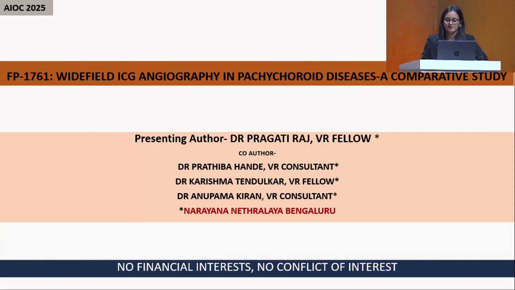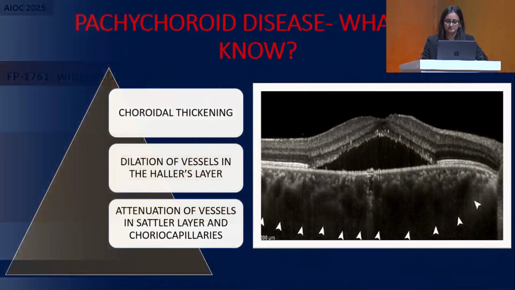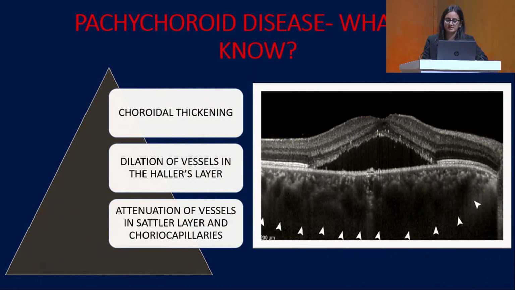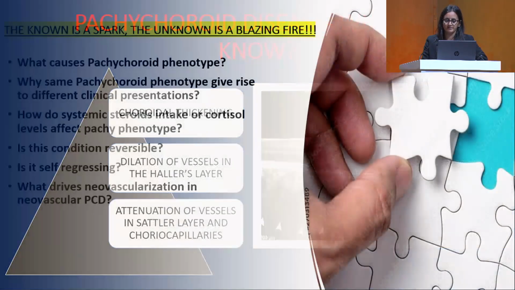My topic today is a comparative study of Widefield ICG angiography in pachychoroid diseases. No financial interest or conflict of interest. As we already know, pachychoroid disease includes choroidal thickening with dilatation of vessels in the Haller's layer and attenuation of vessels in the Sattler's and the choriocapillaris layer.